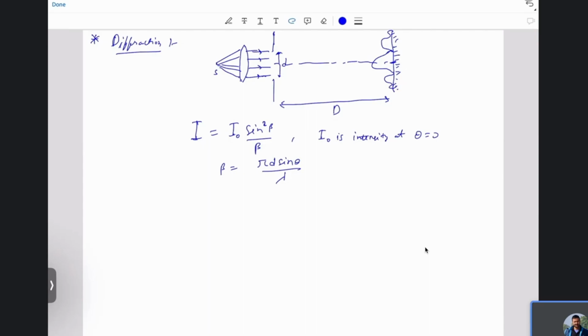So now for the position of maxima and minima, what you can do is put this intensity equal to 0. Then it will be 0 when beta is an integer times pi, because then the sine is 0, so this will give you the position of minima, right?